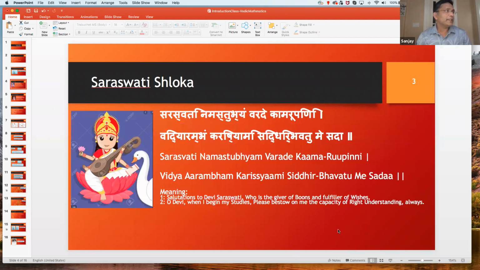Okay, so here's the shloka that we start. Saraswati Namastubhyam Varde Kamarupini, Vidya Arambham Karishyami, Siddhir Bhavatu Me Sada. I put this slide there because this is the first slide that is part of the class, to give the traditional Vedic style of teaching and learning anything new for that day. I found, after these 2 or 3 sessions, that students remind me and they really like this. It gets them focused and everybody synced up, taking a few minutes to get started with the learning process.